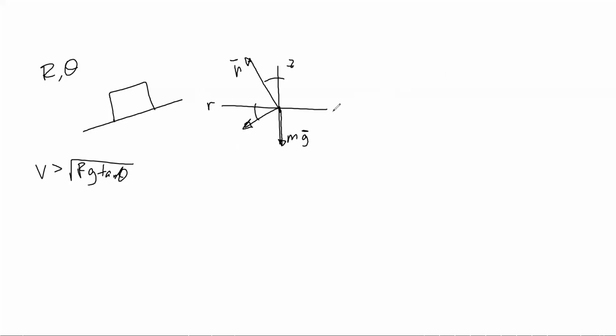So static friction points down the incline. Normal force points up, like that, right? And they work together to produce a larger F net. Because you have to have a larger F net to have a larger velocity in that specific radius.